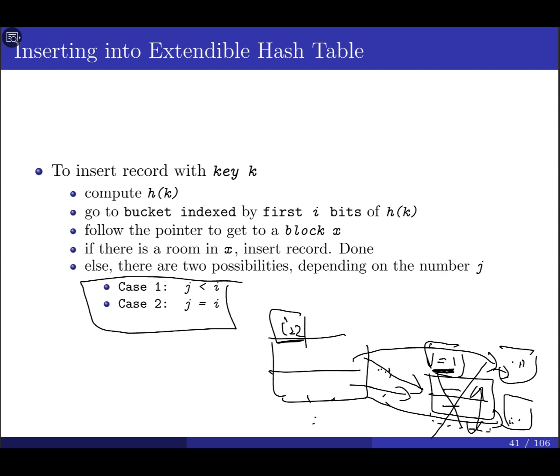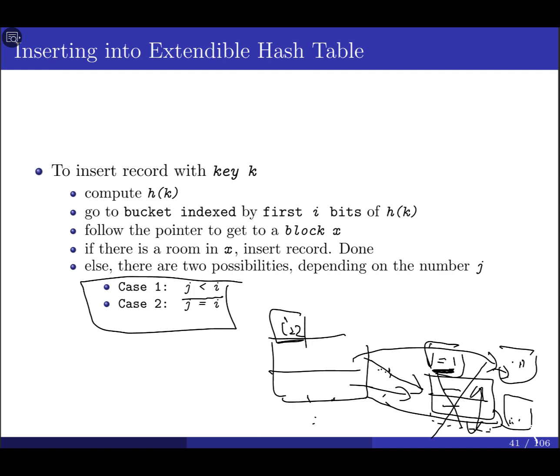If it's going to be overflow, we don't have overflow. What you're going to do here depends on the value of j and i. If the value of j is less than the value of i, that means you can split safely. Split, create a new block, that means a bucket. Then you need to redistribute the keys, only in this portion. A fraction of the bucket's keys is going to be redistributed. And also you need to adjust the pointer.